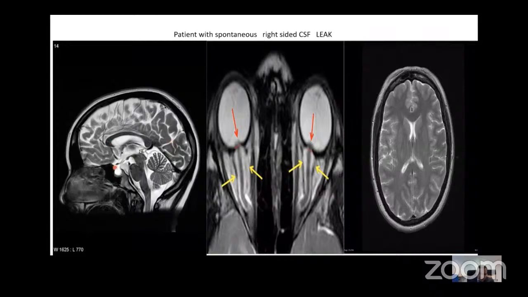Here is another patient who presents with a spontaneous CSF rhinorrhea, and the MRI scan in the sagittal view shows the CSF fluid completely bathing the pituitary, almost like an empty sella. Then in this one, we can see the CSF fluid bathing the optic nerve very nicely. There are some features to suggest papilledema, and the ventricles are slit-like.